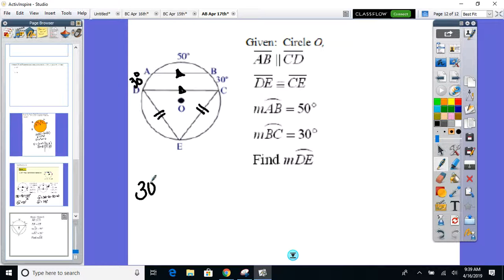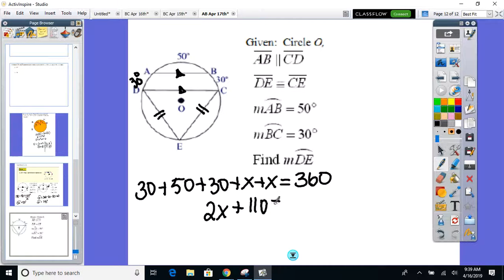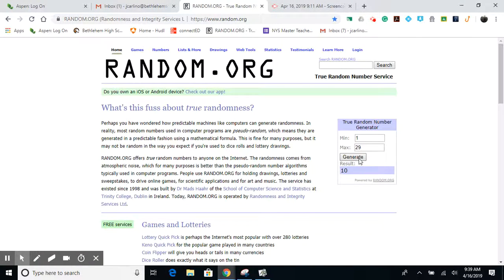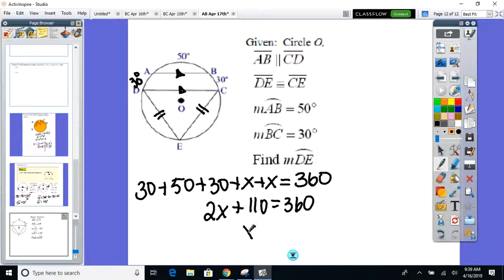Okay, so 30 plus 50 plus 30 plus the two arcs I know are congruent, x and x, add up to 360. The chords are congruent, so are the arcs. Congruent chords imply congruent arcs. And then you end up solving for x. You have it: 125 degrees.